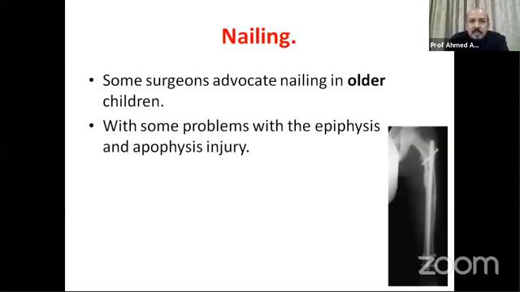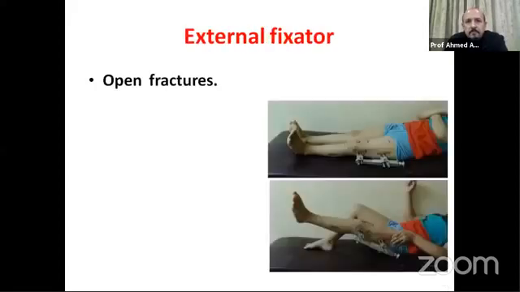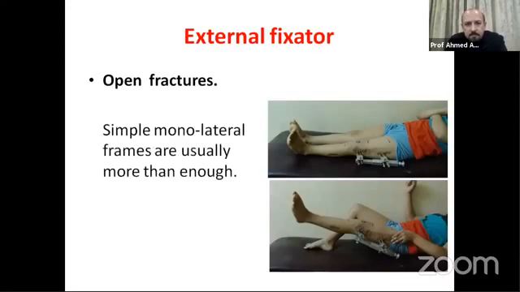Nailing. Some surgeons advocate nailing in older children with some problems with the epiphysis and apophysis. This is a matter of debate, which could be abolished by using the lateral or trochanteric entry point. However, it is still used by many surgeons in older children. At last, external fixation is mainly indicated for open fractures. Usually, simple monolateral frames are more than enough to treat such cases.